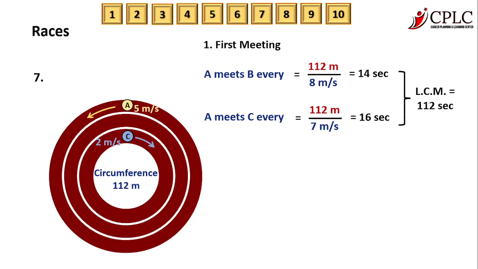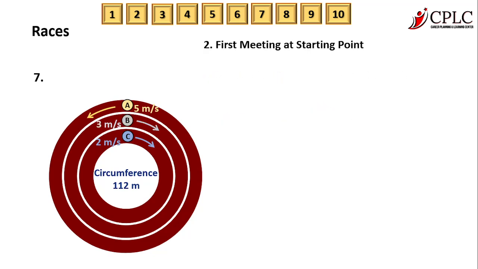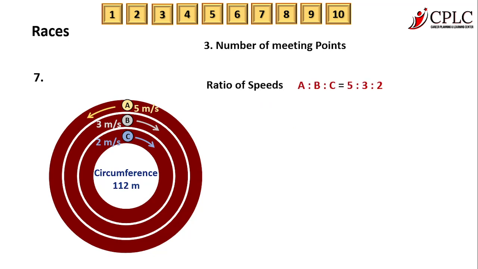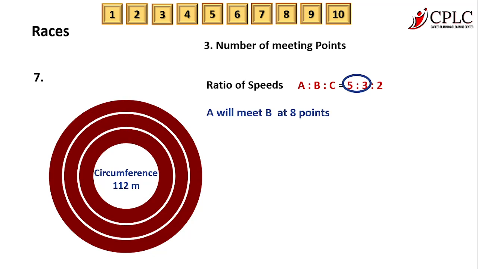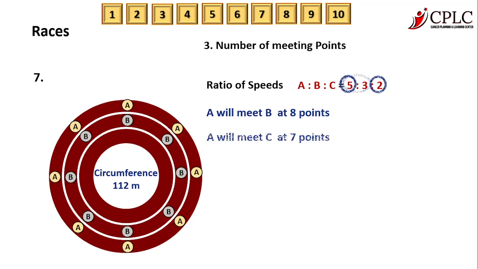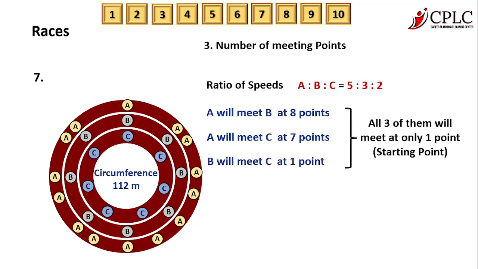And similarly, time taken for the first meeting at the starting point. Now again, for this we need to know how many meetings are happening overall. So for that we need to do the third question. Very interesting. A and B will meet each other at 8 points because of opposite direction. And A and C will meet at 7 points because again opposite direction. So these are the positions. Now if you try and track B and C, they are going to meet only once, and you see that all three of them are also going to meet only and only once, which is at the starting point.